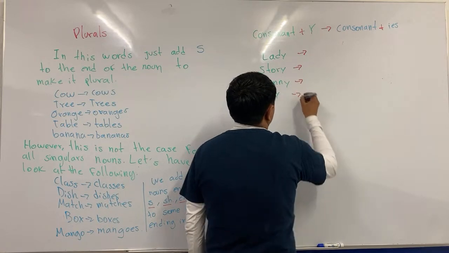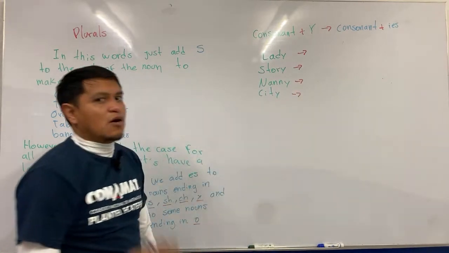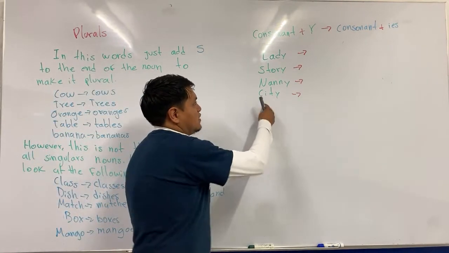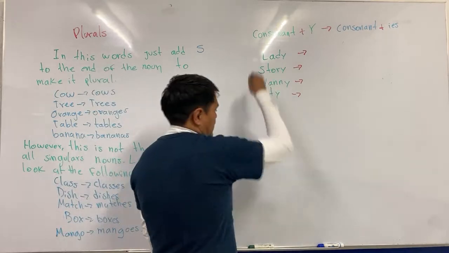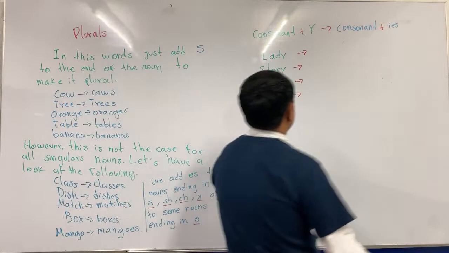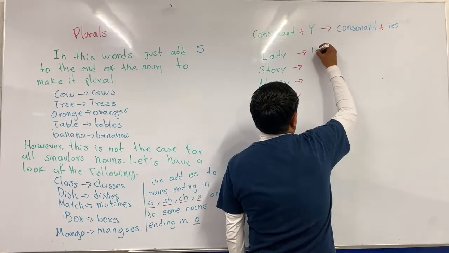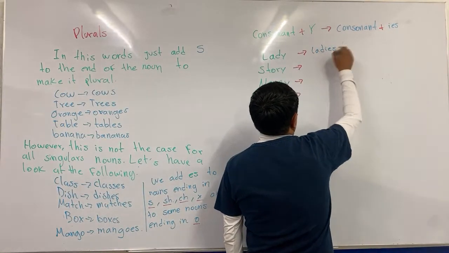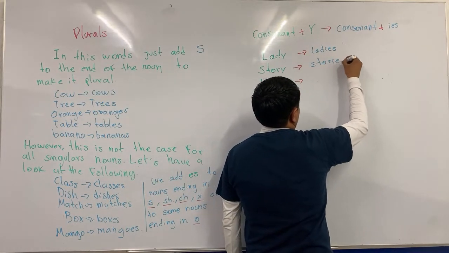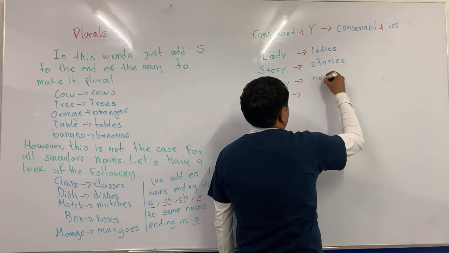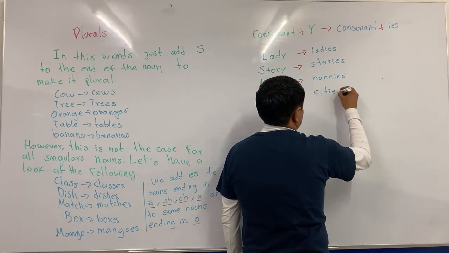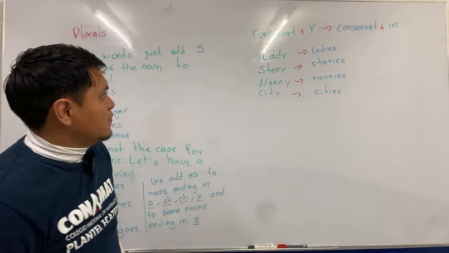Changes. This is singular. I mean one lady, one story, one nanny, one city. Singular. Now, this changes into plural in the next way. Ladies, right? Stories, nannies, cities.